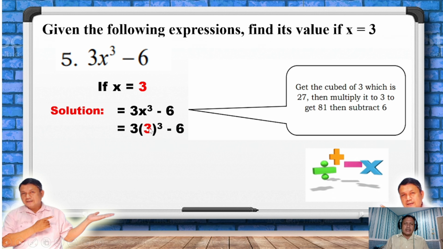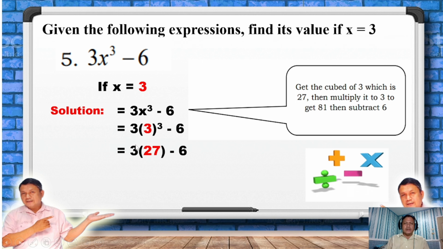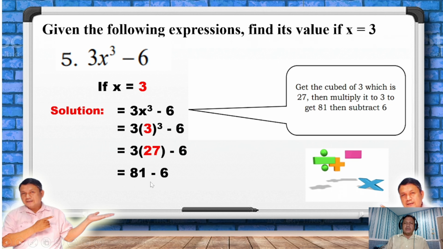Simplify po muna natin yung may exponent. Okay, ibig sabihin, tatlong beses ita-times yung kulay red na 3. Okay, so 3 times 3 is 9. 9 times 3 is 27. So therefore, the result is 3 times 27 minus 6, and so we have 3 times 27. The result will become 81 minus 6, and the final answer is 75.